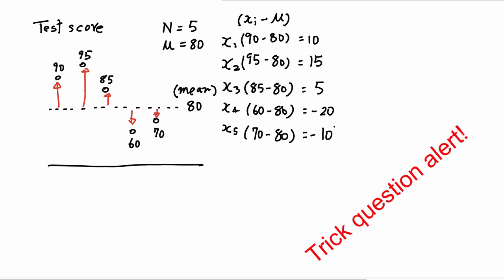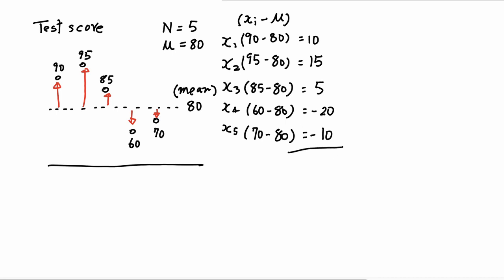Okay, can you tell me what I'm doing wrong? Let's see. 10 plus 15 is 25. 25 plus 5 is 30. And on the negative side, we have negative 30. Hang on, we get a 0.